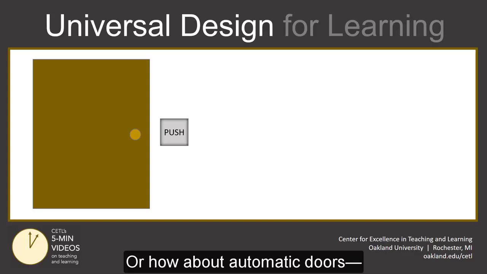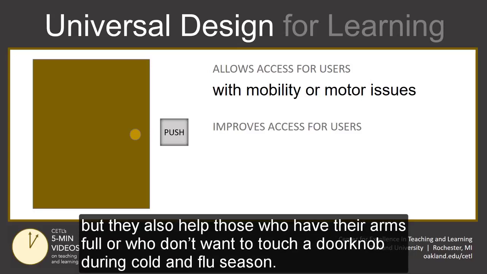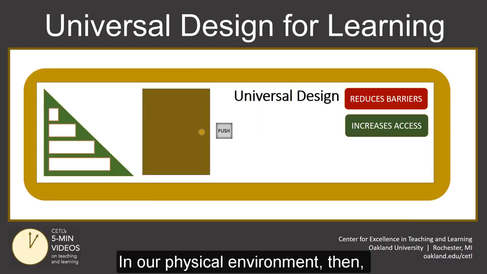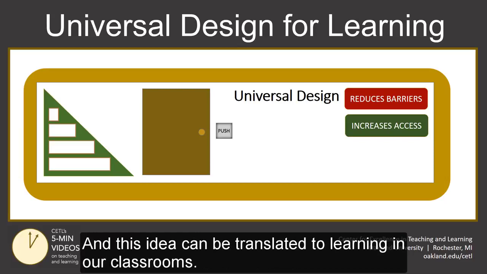Or how about automatic doors? These may be designed for people with mobility or motor issues, but they also help those who have their arms full or who don't want to touch a doorknob during cold and flu season. In our physical environment, then, we work to reduce barriers people may encounter to access a space. And this idea can be translated to learning in our classrooms.